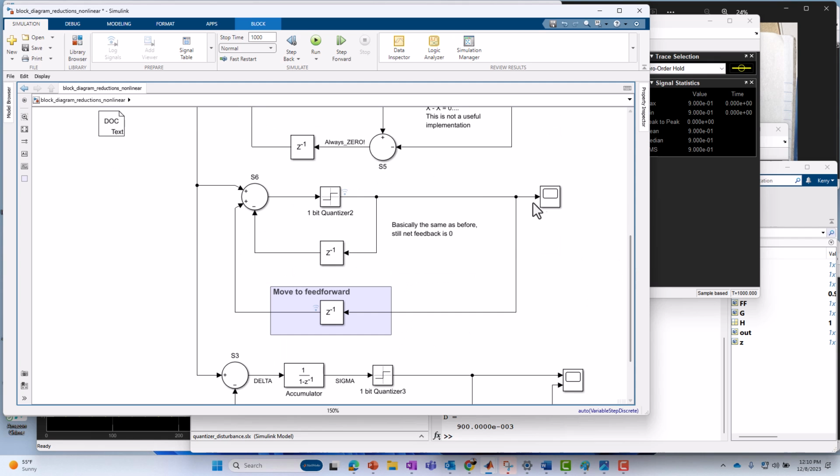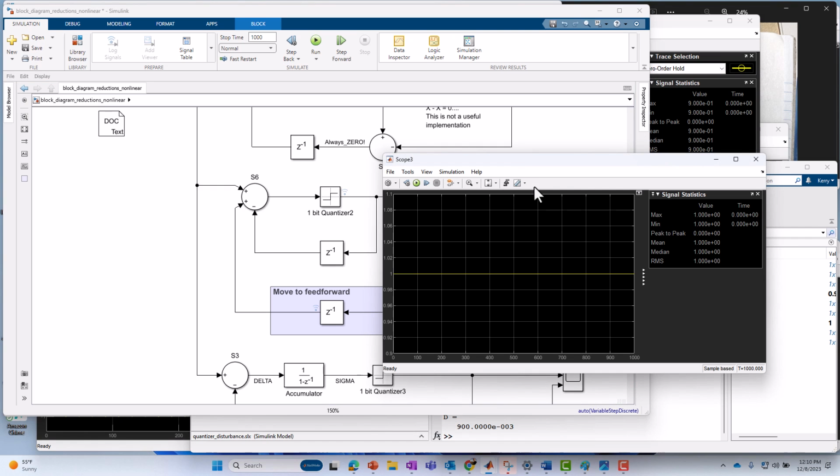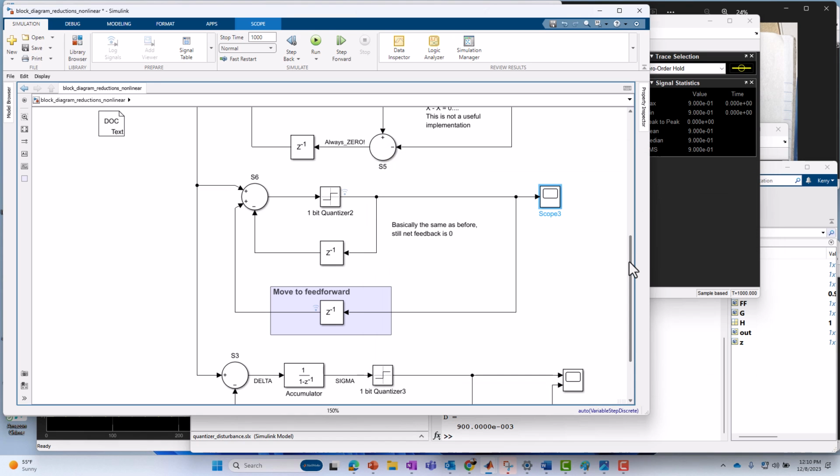Still, the output is 0. If we were to look at the output of this, it's still 1. It's not useful. We're not doing any chopping. We're not doing any delta sigma modulation.